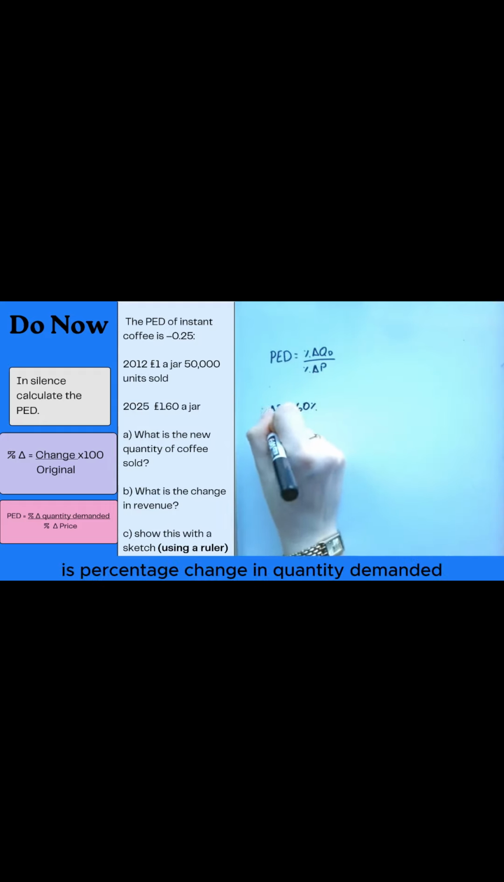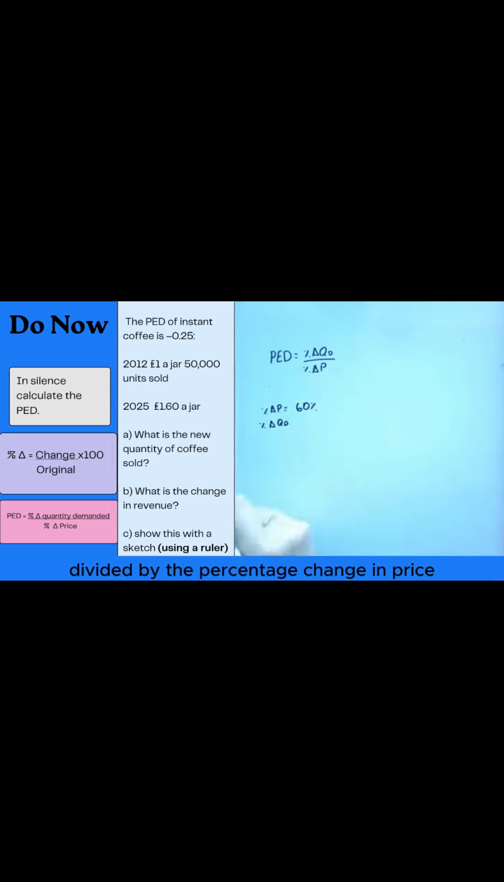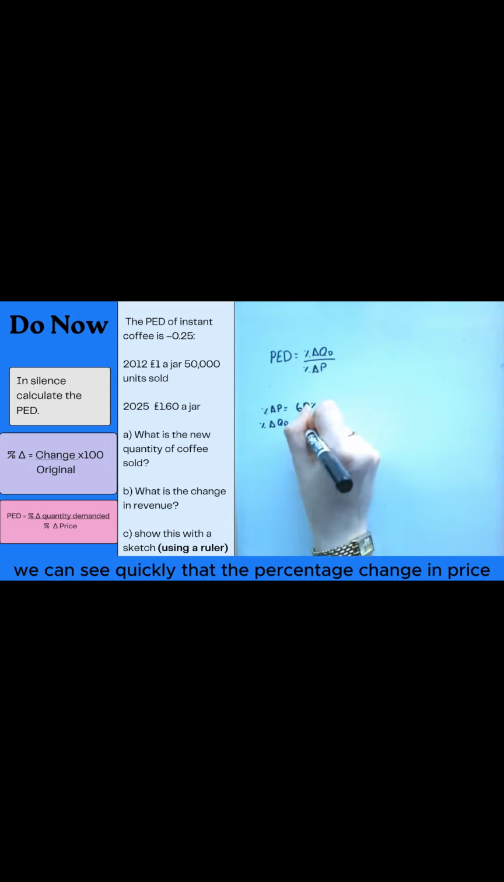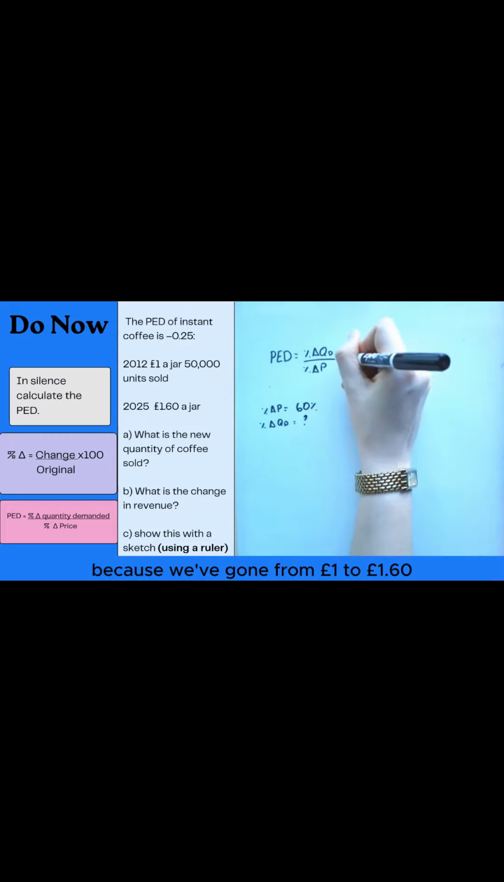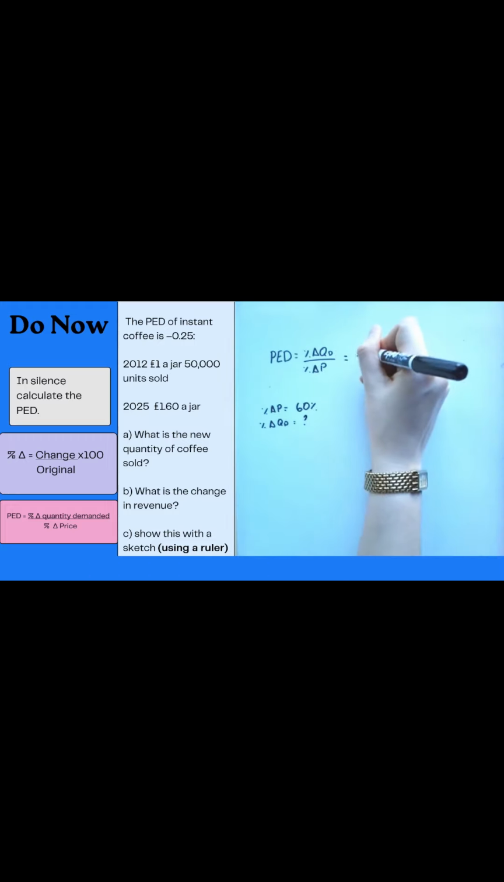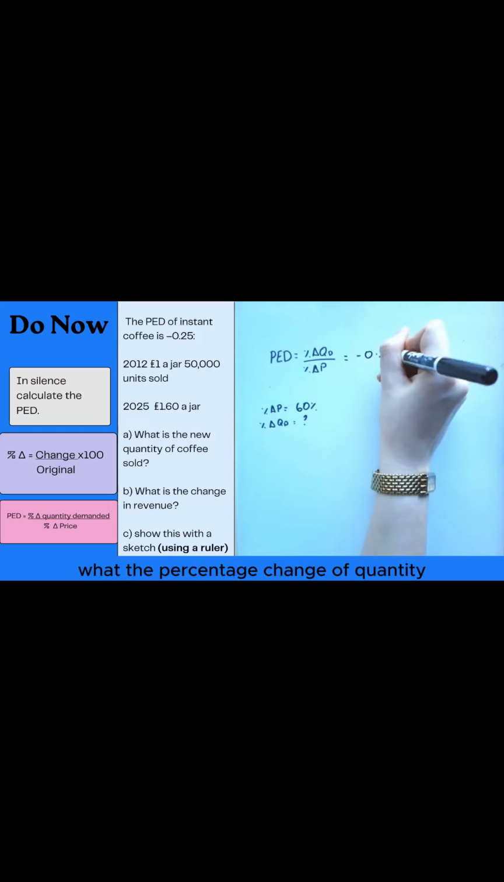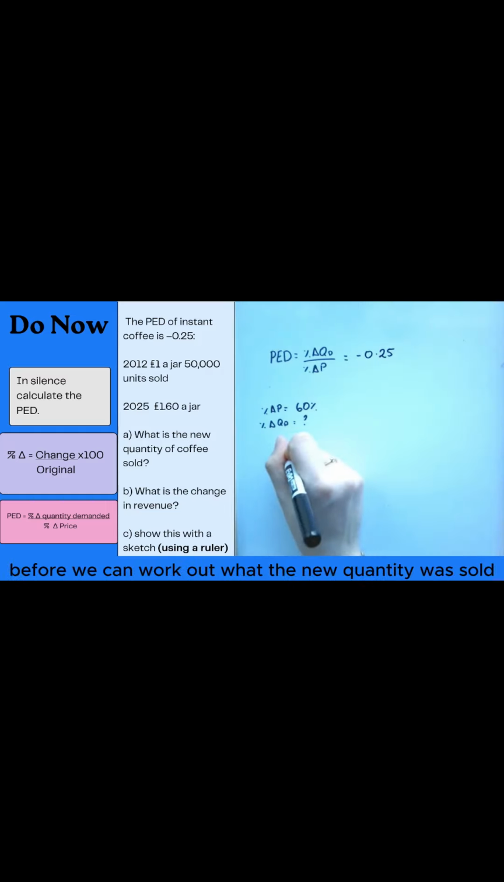So we know that PED is the percentage change in quantity demanded divided by the percentage change in price. We can see quickly that the percentage change in price was an increase of 60% because we've gone from £1 to £1.60. We want to know, first of all, what the percentage change in quantity demanded must have been before we can work out what the new quantity sold was.